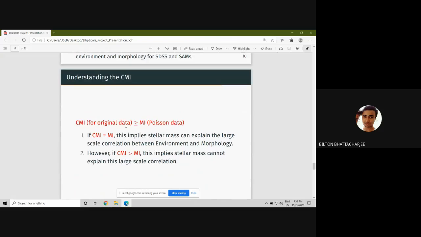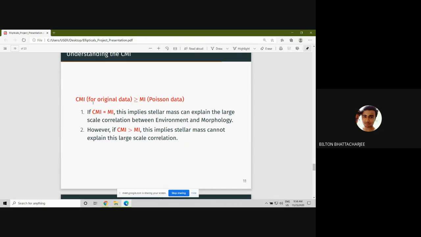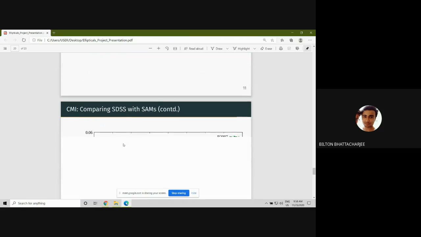Now, to understand the CMI, what does CMI mean? The CMI for the original data can be greater than or equal to the MI for the Poisson data. Now, there are two possibilities: if it is equal to or if it is greater than MI. If it is equal to MI, this implies that stellar mass can explain the large-scale correlation between morphology and environment. However, if CMI is greater than MI, this implies that stellar mass cannot explain this large-scale correlation.